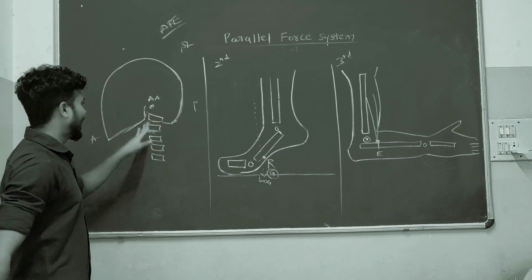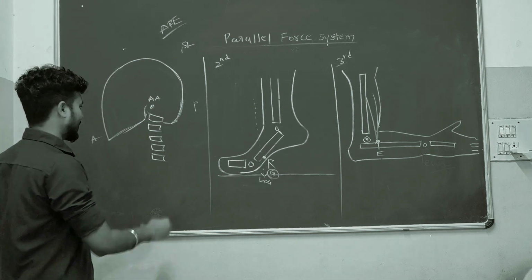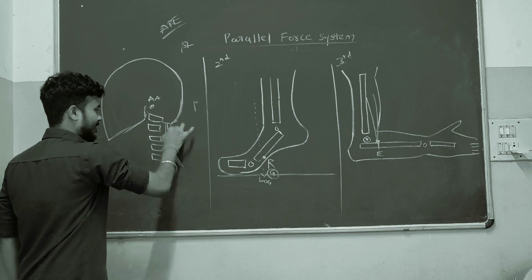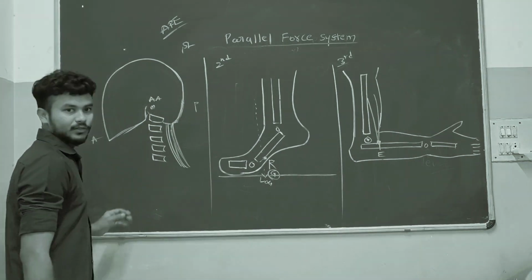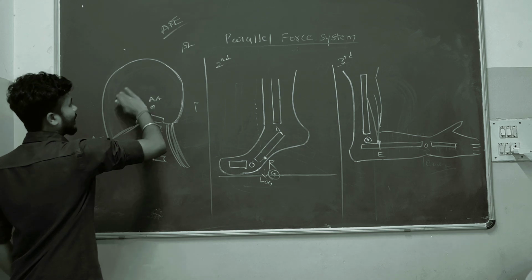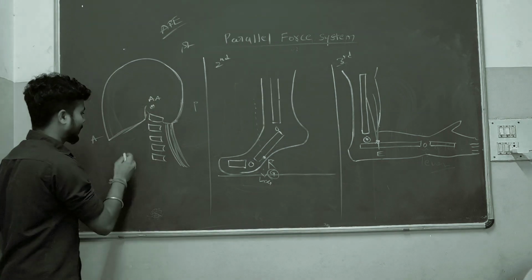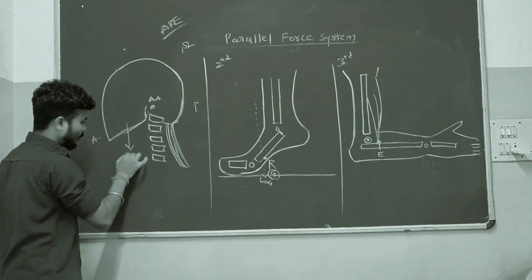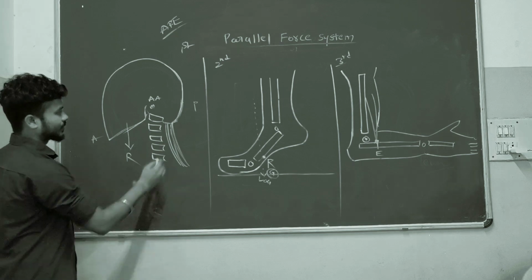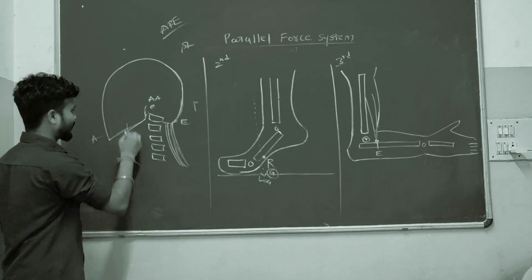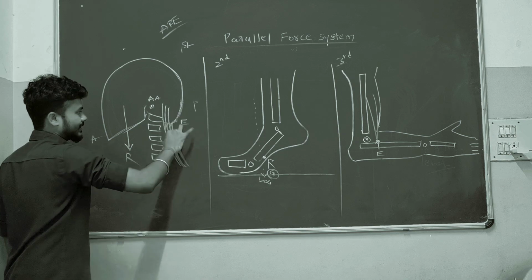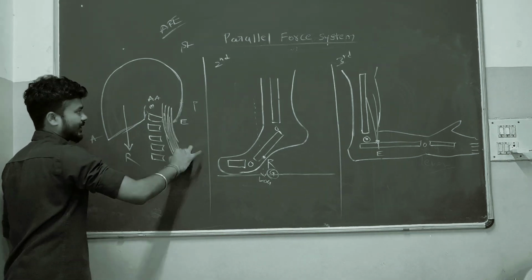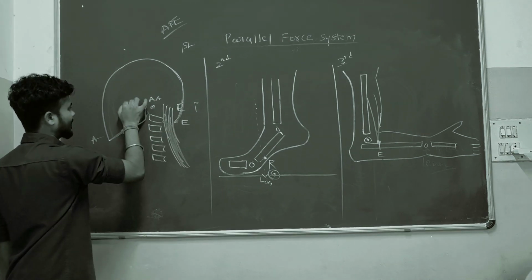Now we will see how it works. So first order lever, the axis will be in the atlantoaxial joint. Here we will have the extensors of the neck. This is the skull. Gravity is going to work downward. So this is effort, and this is resistance force. This is extensor muscle force, effort. This is resistance.